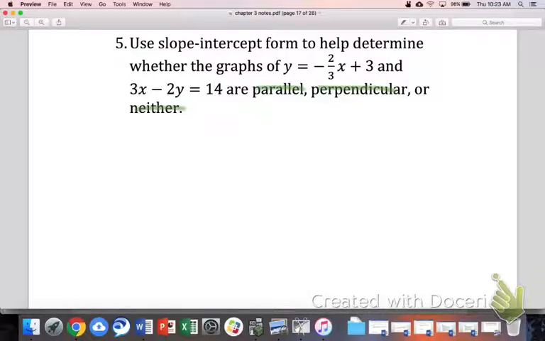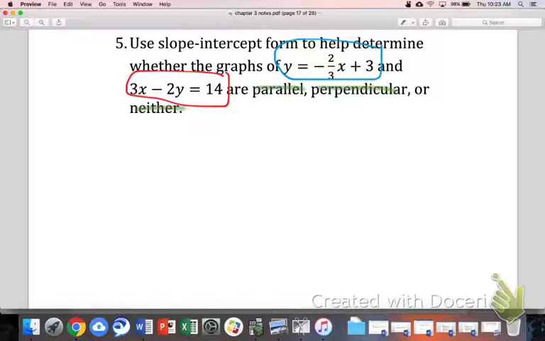So I've got two lines. This is going to be my blue line, and this is going to be my red line. So let's remember, if two lines are parallel, their slopes are the same. If lines are perpendicular, their slopes are, I've heard it, yeah, opposite and reciprocal. And then if it's neither of those, then they're neither parallel nor perpendicular. And in each case, we compare the slopes, right?